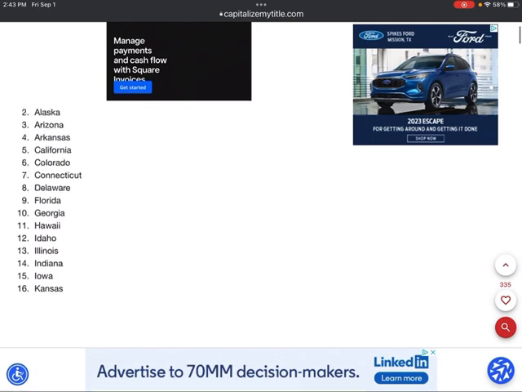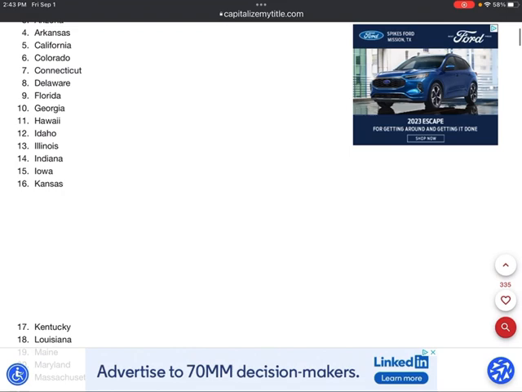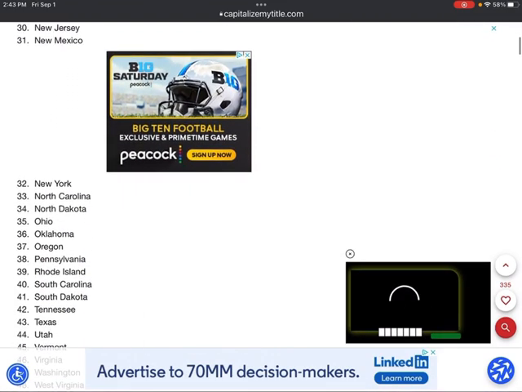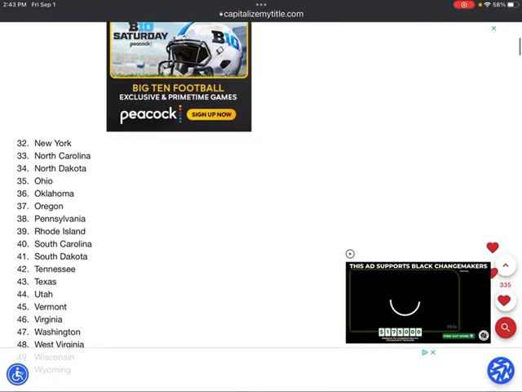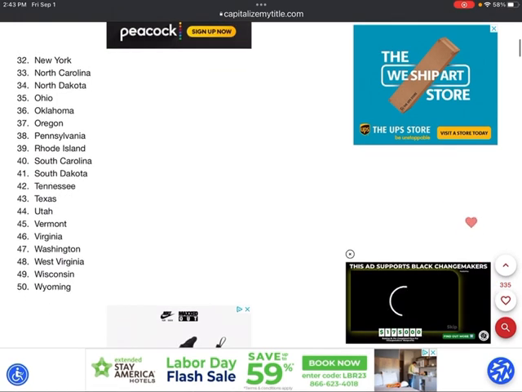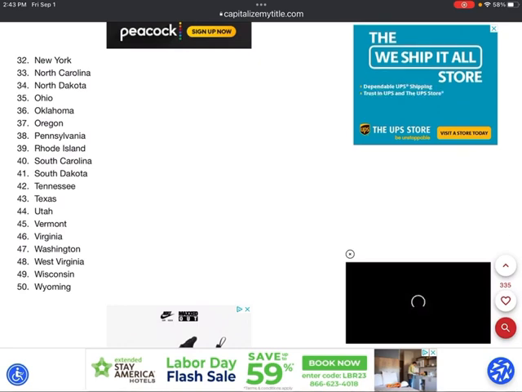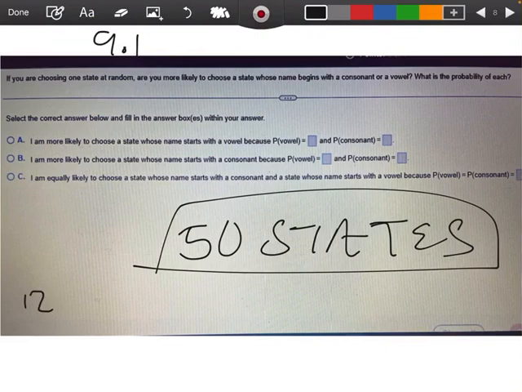So Arkansas was 4, Idaho makes 5, Illinois is 6, Indiana is 7, Iowa 8. I'm going to keep scrolling until I have another vowel. Ohio is 9, Oklahoma is 10, Oregon is 11. Let's see. Utah makes 12. So we've got 12 states that start with vowels. That means the rest, 50 minus 12, which is 38, start with consonants, okay?